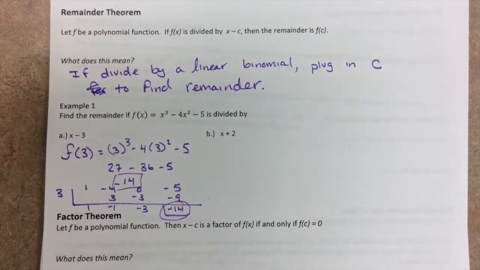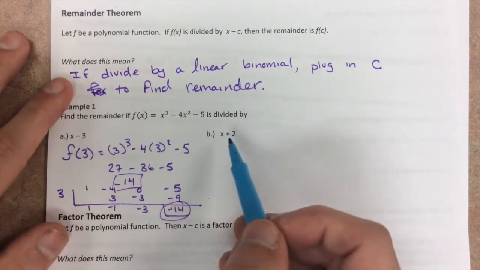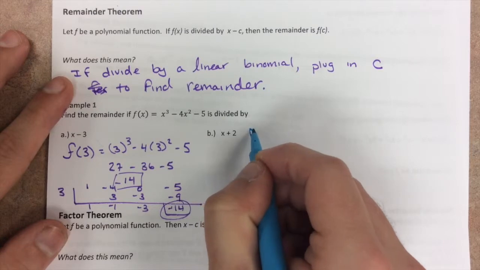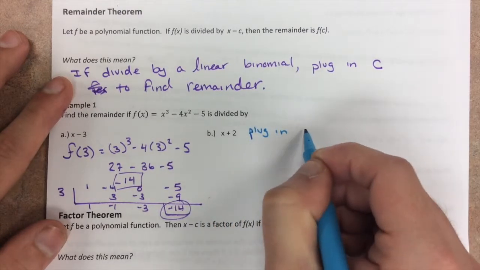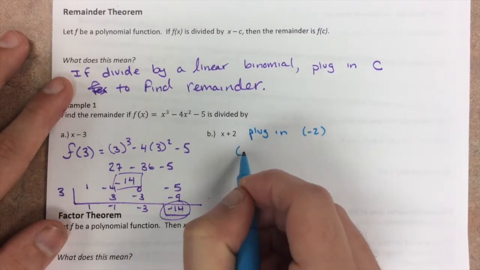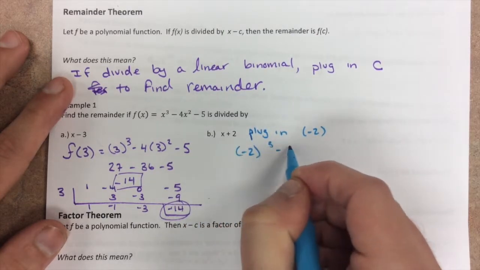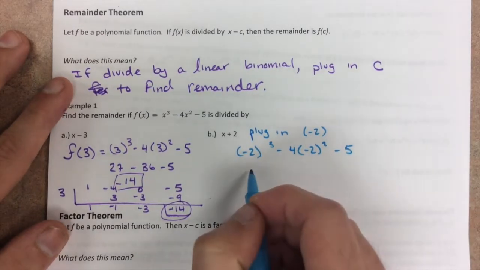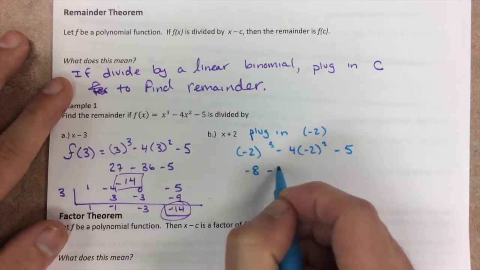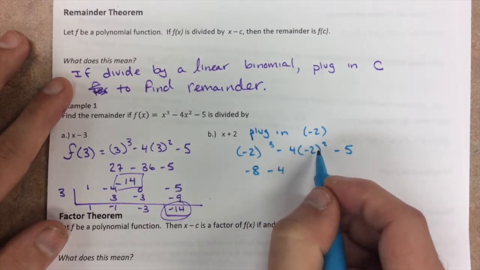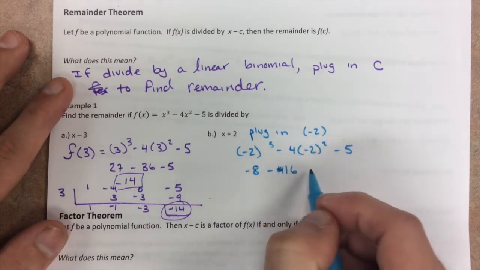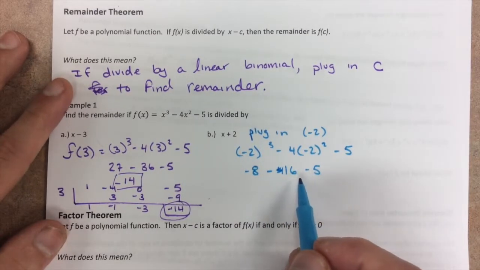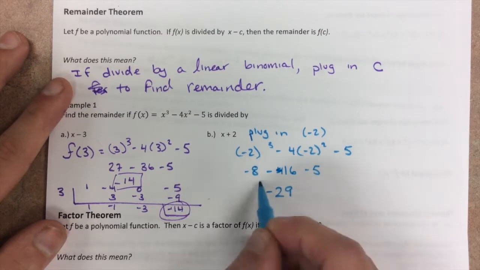Let's try just one more. So dividing this polynomial by x plus 2. If I do that, all I'm asking you is plug in negative 2. So that would be negative 2 cubed minus 4 times negative 2 squared minus 5, or negative 8 minus 4 times 4 is 16 minus 5. So negative 8 minus 16 minus 5, which is negative 29.